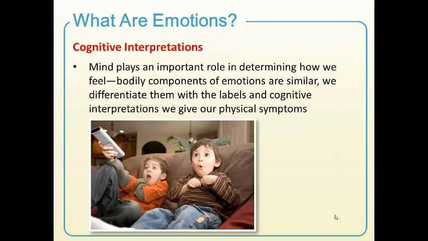But emotions also include cognitive interpretations. So our mind plays an important role. Very often bodily components of emotions are similar. So being scared and being excited have some very similar changes in the body. But it's the mind that helps differentiate them and gives interpretations to what's happening.